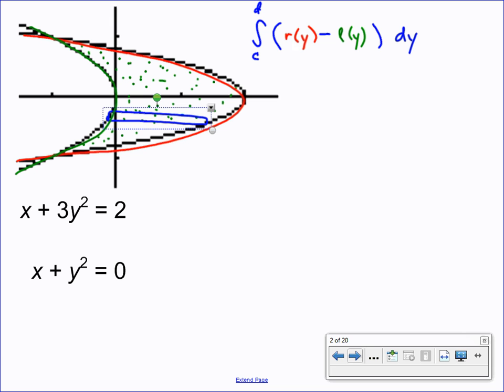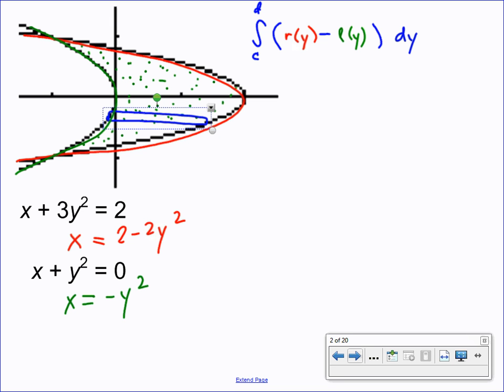It looks like x, right? So this is my red curve, x equals 2 minus y squared. This is my green curve, x equals negative y squared.